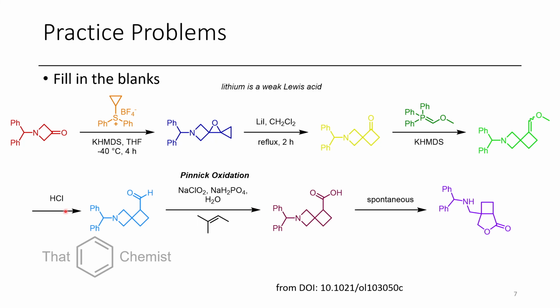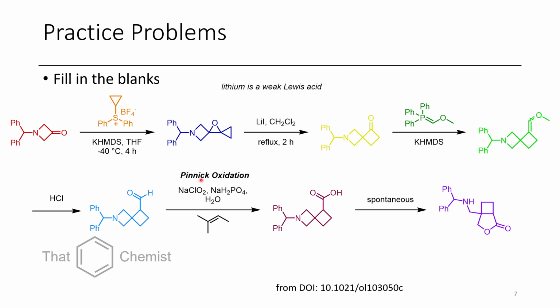So once they treat it with HCl, that just protonates the beta position, making the alpha position a carbocation, which can be attacked by chloride, and undergo hydrolysis, affording the aldehyde. Next, they do a Pinnick oxidation, which is just a conversion of an aldehyde to a carboxylic acid.